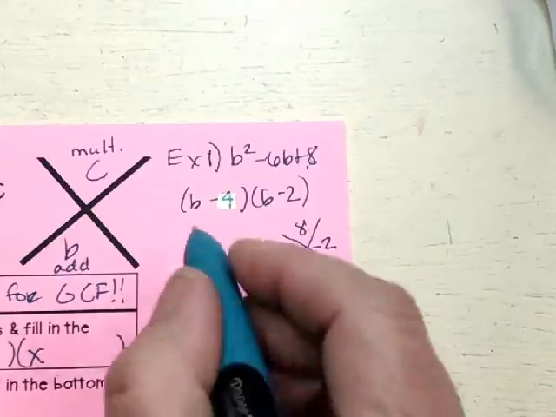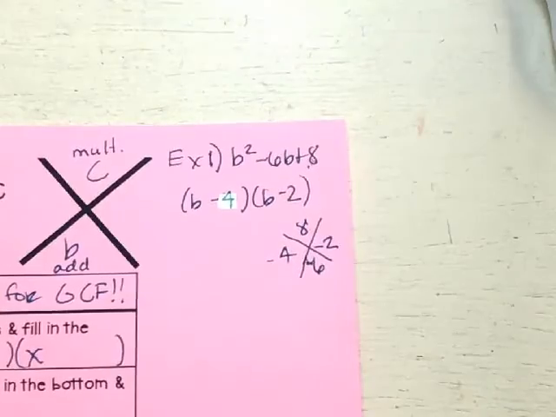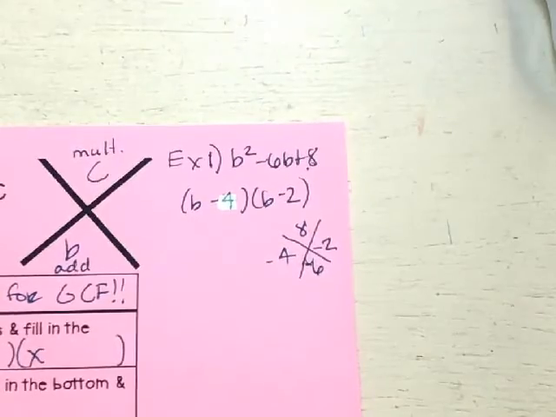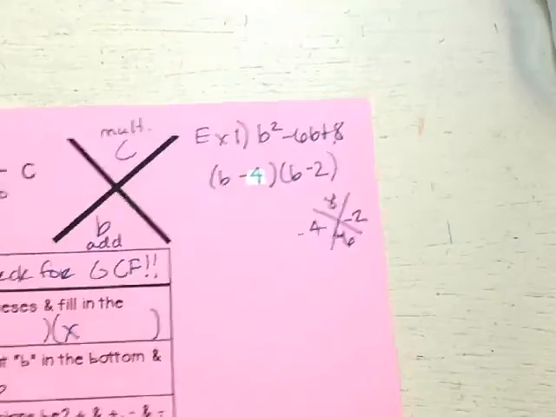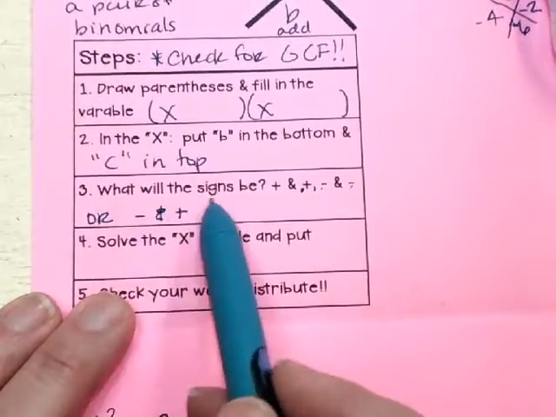Okay, let's do another. So this is what I'm talking about here when I say what will the signs be. Your signs are either going to be both positive, or they're going to be both negative, or they're going to be a negative and a positive. Oh, sorry, you can't even see what I'm doing. In that third box, figure out what your signs are going to be.